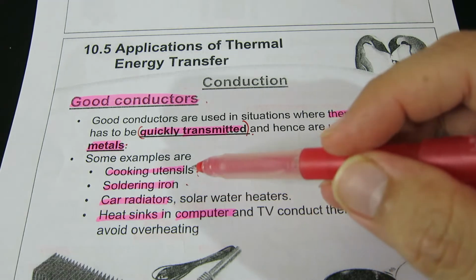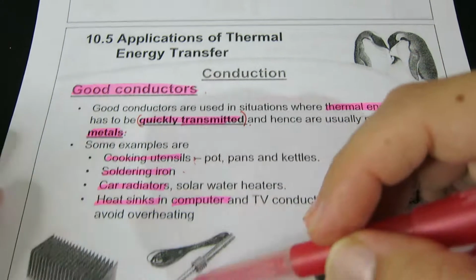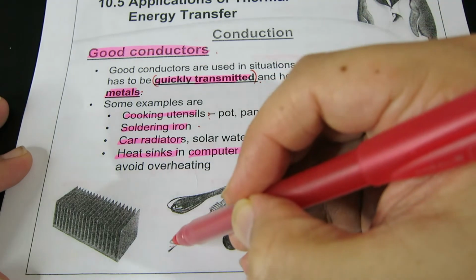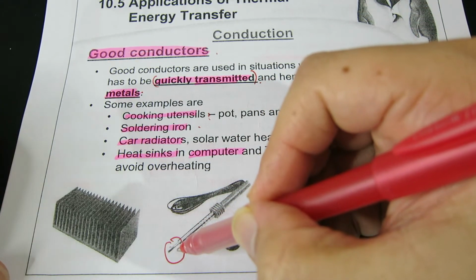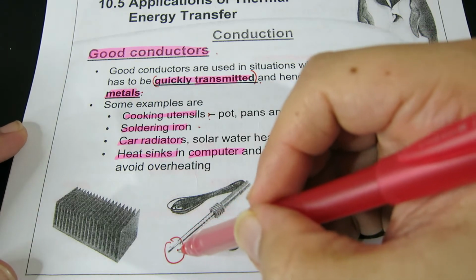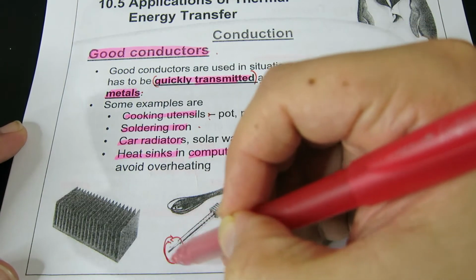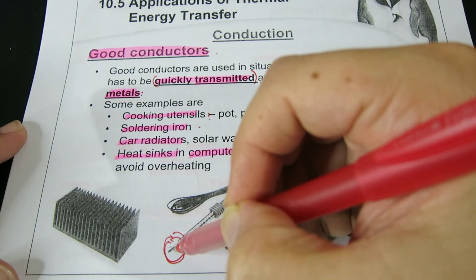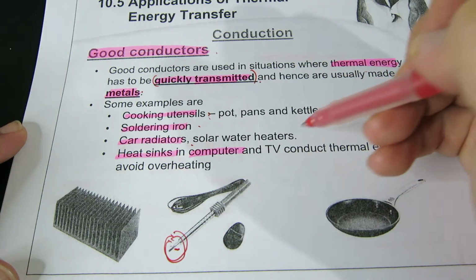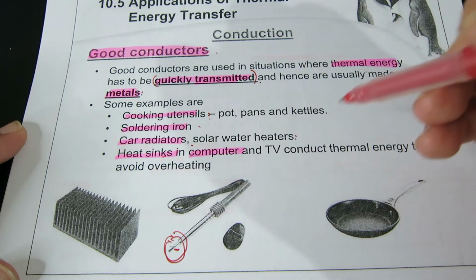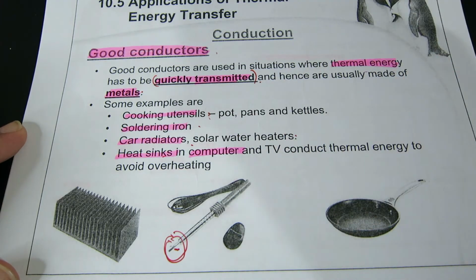Soldering iron. This is a soldering iron. You want the tip to be hot enough for you to solder things onto your electrical components. You don't want it to be made out of plastic, because then it will take so long for it to heat up, for you to even begin soldering. Car radiators, solar water heaters, heat sinks in computers and TVs, all of these are made out of metals.